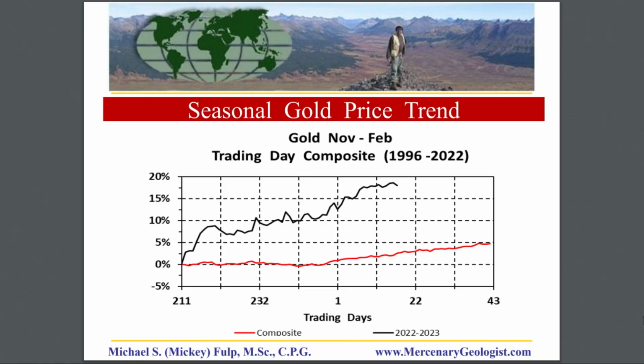So this is the seasonal price trend over 27 years in red, and in black is 2022, 2023, the current year, what's going on. But notice from about day 250, which would be right before the turn of the year, around Christmas, you see this 5% rise in gold till the end of February.